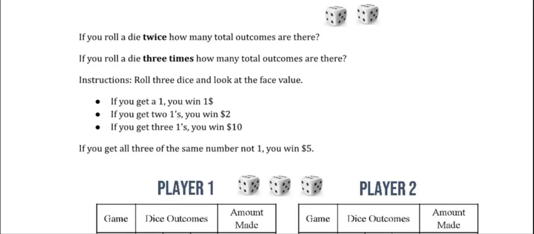Alright, welcome back. So before we get to today's game, let's think about probabilities, which we talked about before. If we roll a die twice, how many total outcomes are there? The first time we roll, there are 6 possible outcomes, right? There's 6 sides. And then if we roll again, we're going to have 6 outcomes, and that's 6 times 6, which is 36.